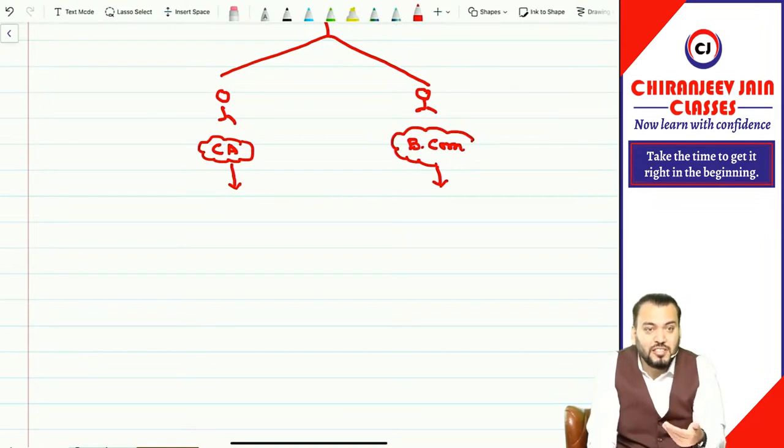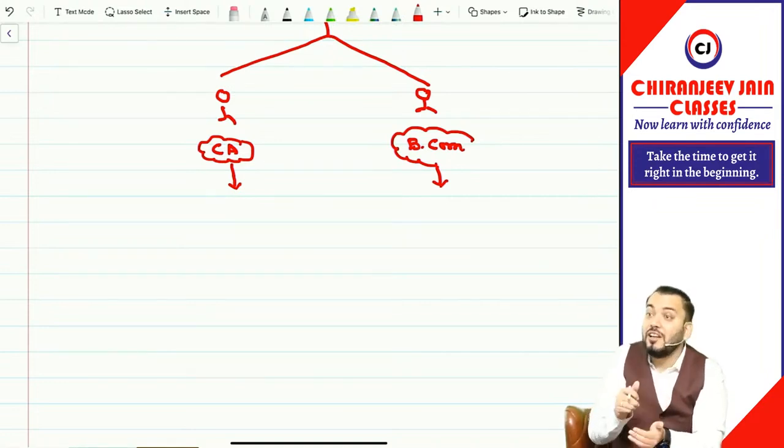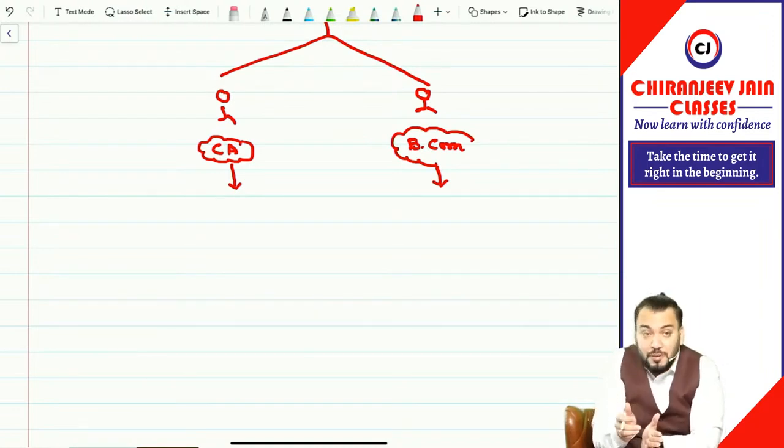But you need to search now. So what is the probability of passing the CA Foundation exam? Can I say it is not high? It is not high now. It means the probability of not passing the exam is high. Bolo, yes or no? The probability of not passing the exam is high.